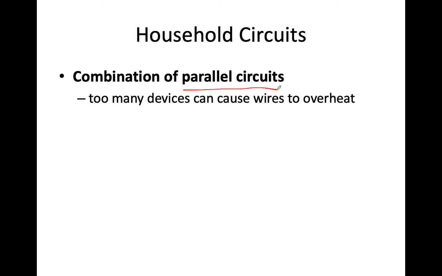Okay, household circuits are a combination of parallel circuits. All right, we don't hook up our house in series. Now there's series within your house, like your bedroom might be a series where if you blow or use too much energy, all the power in your room goes out, but the whole house doesn't go out. And how does that happen? If too many devices are hooked up, the wires overheat, and we have safety measures in place.